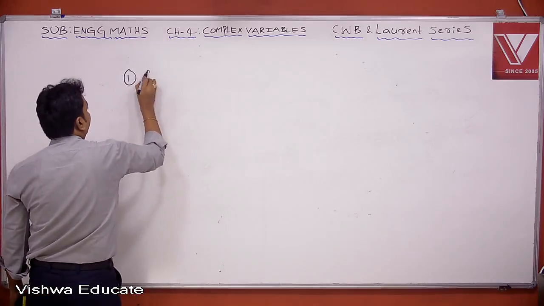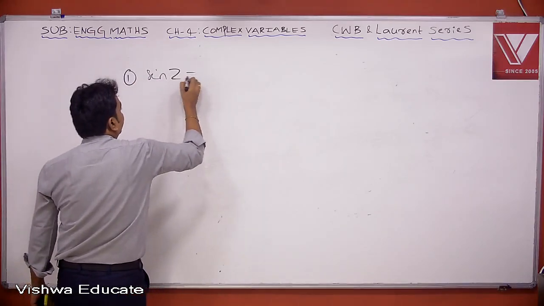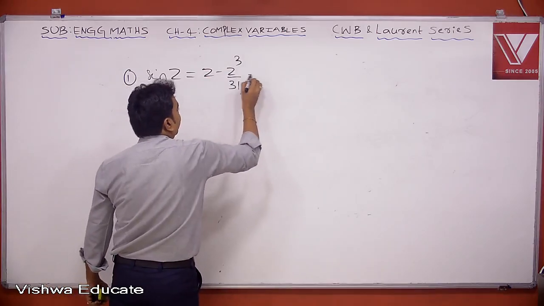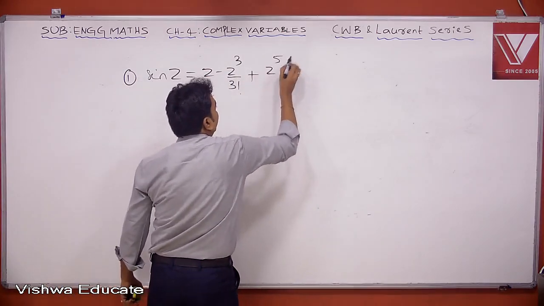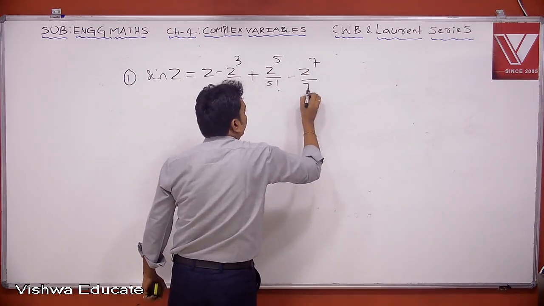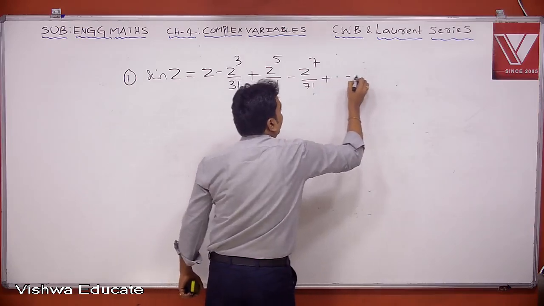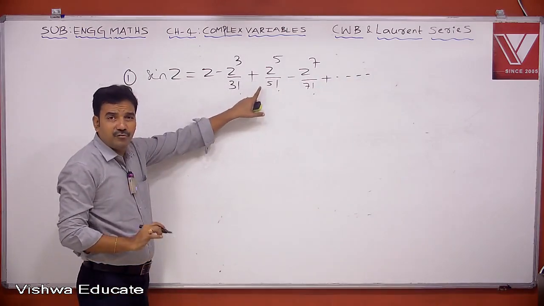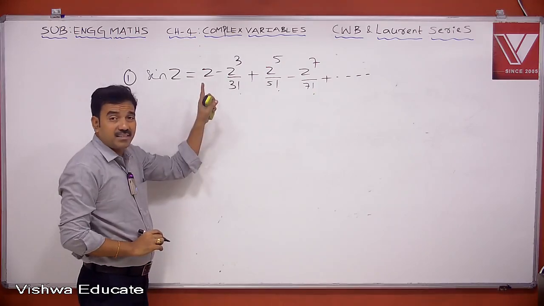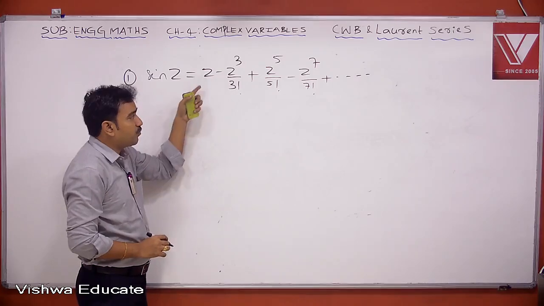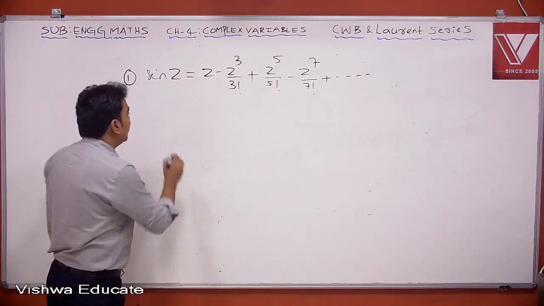So let us start with sin z. The series expansion of sin z is z minus z cube divided by 3 factorial plus z power 5 by 5 factorial minus z power 7 by 7 factorial plus and so on. This is not a new thing for us. We have seen sin x series expansion during differential calculus chapter 3. In place of x we have a complex variable z.